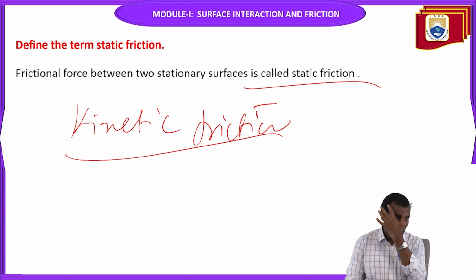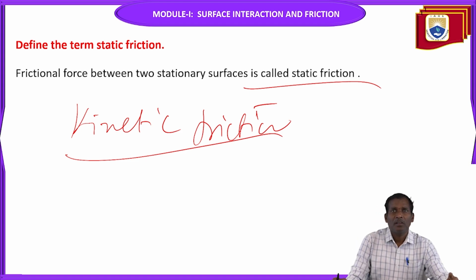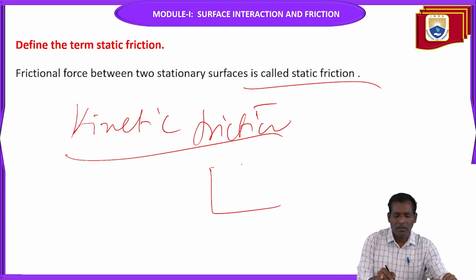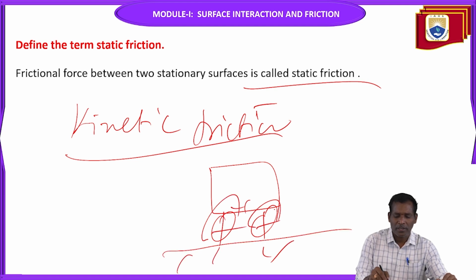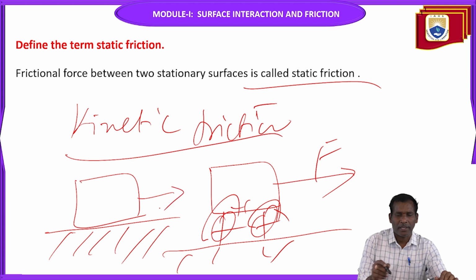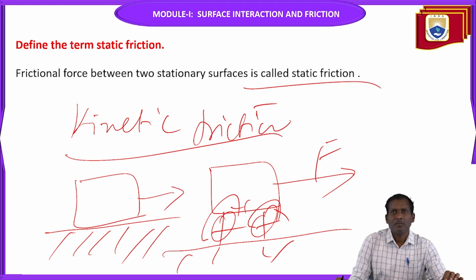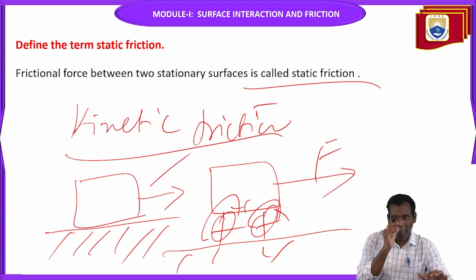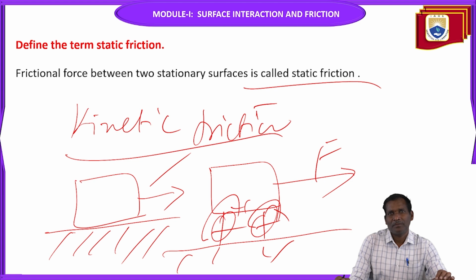Rolling friction is when surfaces are rolling instead of sliding, with rollers arranged in between. Suppose you take one box and arrange some rollers on the surface. The rollers rotate, and then you can apply force. This requires less friction than sliding. Suppose without rollers, you apply force like this. This requires more friction, and rolling has less friction.